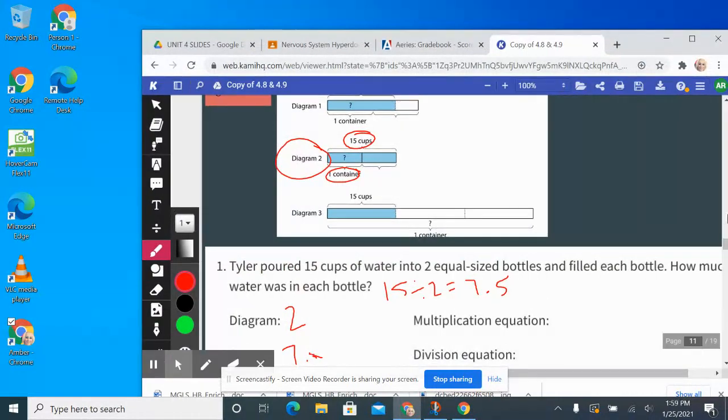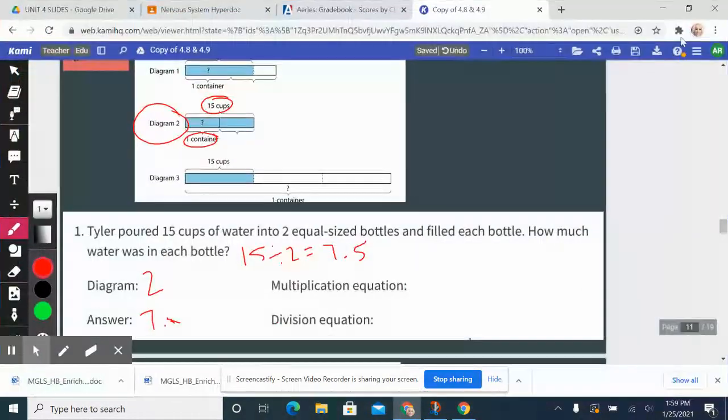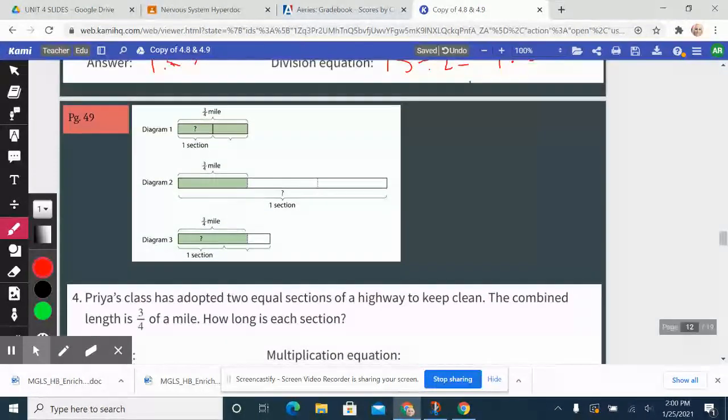7 point, oh, I'm sorry, one second. Press the button. That's 7.5. Okay, and then your multiplication equation is 2 times 7.5 is the 15, and your division equation is going to be the answer divided by 2, and that's going to give you the 7.5. So on number 1, you should have all 4 of those things filled in. And then I jump to number 4.